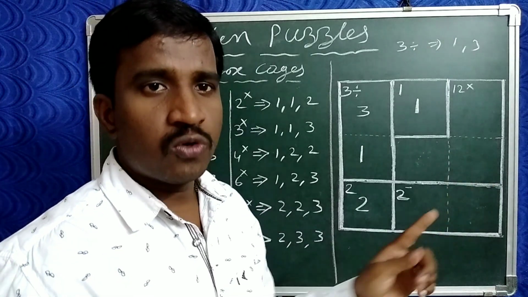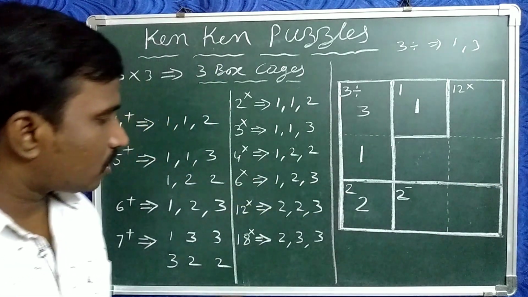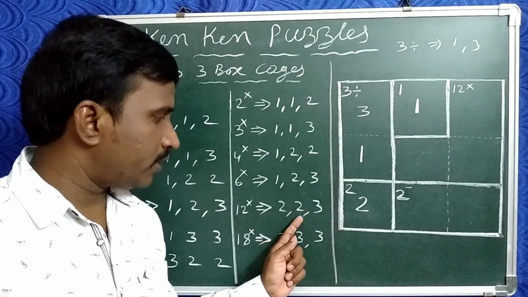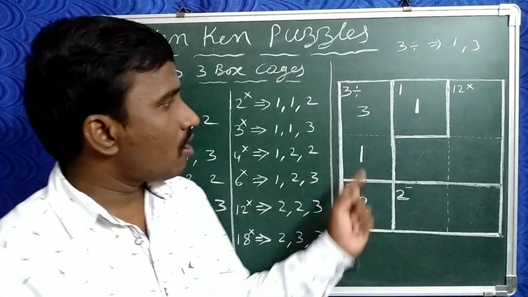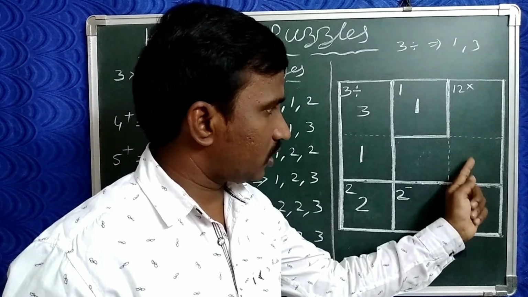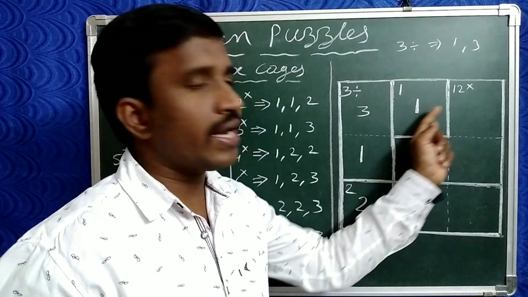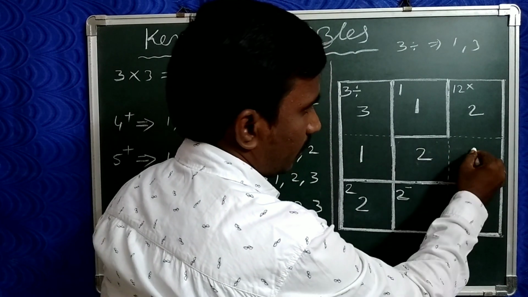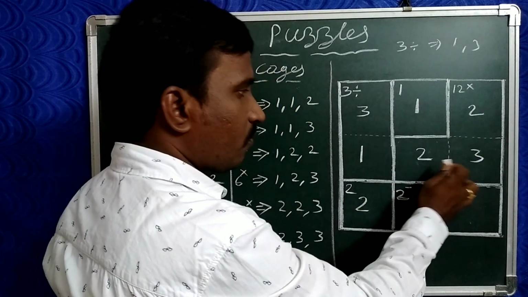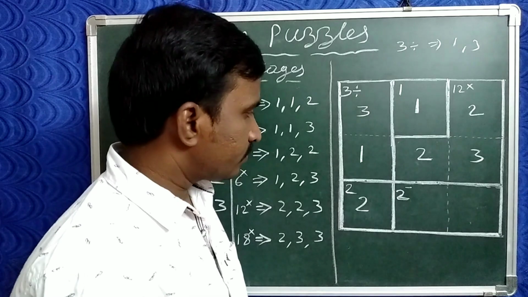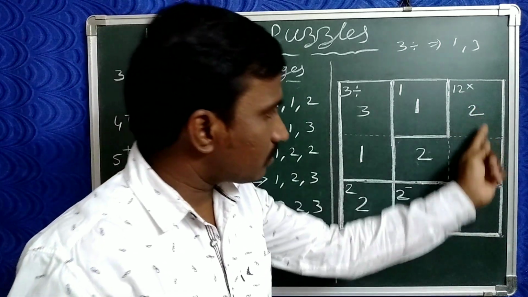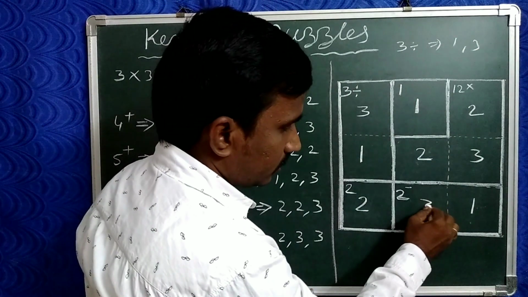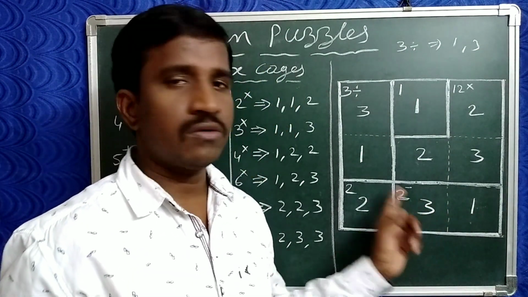Next one, 12 into, but 3 boxes are there. 12 into, how many possibilities are there? Only one possibility: 2 into 2 into 3. Already here 2, 2, 3. Otherwise, what is the remaining number here? 2. That's why 2 and 2 and 3. 2 2s are 4, 4 3s are 12. Completed. Now 2 minus, rest of the number will be here 1. Rest of the number will be here 3. So 3 minus 1, 2.